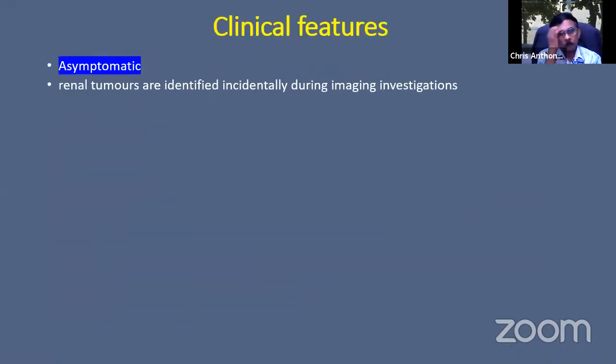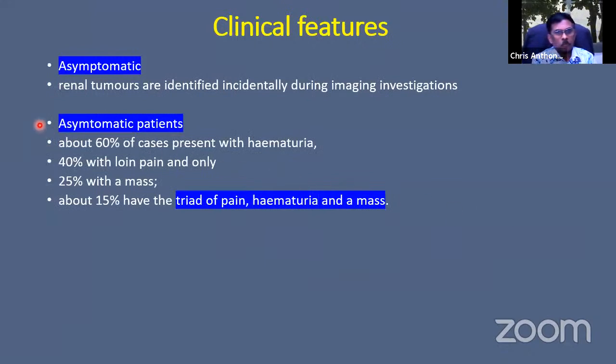Clinical features of renal cell carcinoma. A significant proportion of patients with renal cell carcinoma are asymptomatic. Their tumors are only identified incidentally during imaging for other problems. Among the symptomatic patients, about 60% present with hematuria, 40% with loin pain only, and 25% with a loin mass. The classical triad of pain, hematuria, and a loin mass is only found in about 15% of the patients.